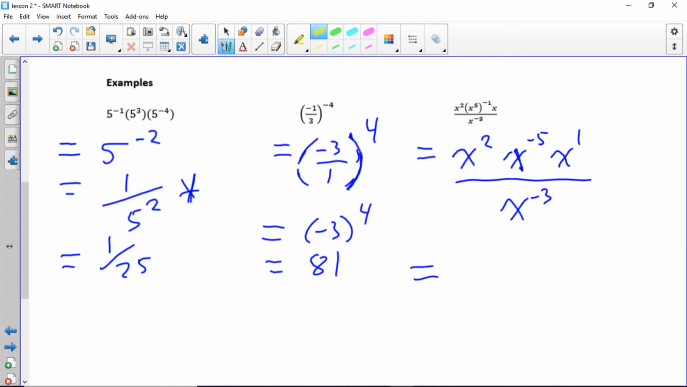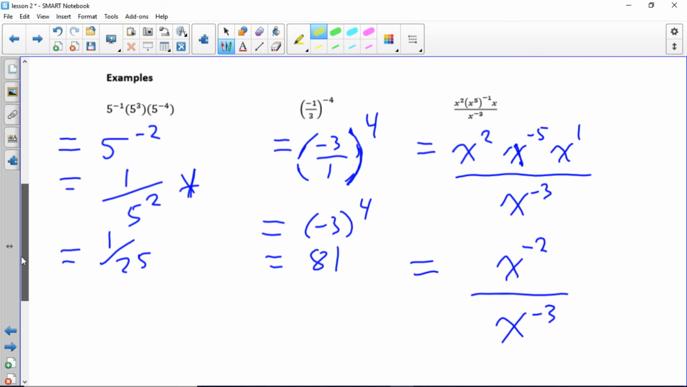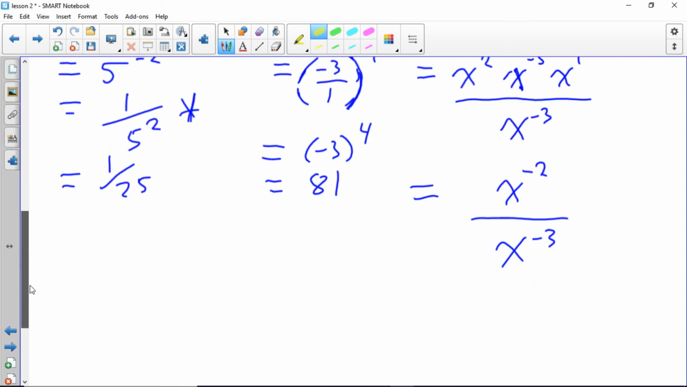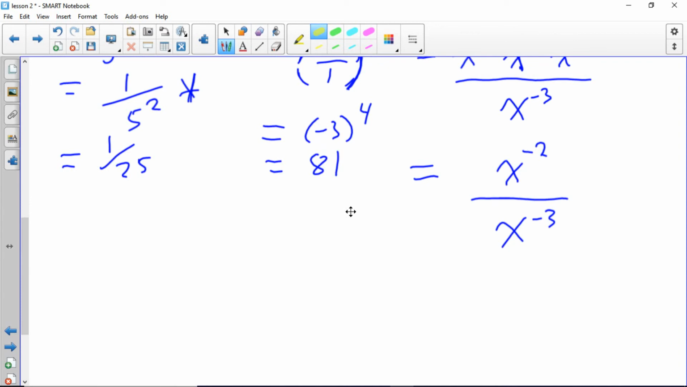Okay, looking at the numerator, I can add the exponents. 2 plus negative 5 is negative 3, plus 1 more gives me negative 2. So I have x to the power of negative 2 divided by x to the power of negative 3. Again, I don't want to change this into 1 over x squared and 1 over x cubed. It's better to use the basic exponent laws first, in this case dividing powers. Otherwise you introduce a whole bunch of fractions in one expression.